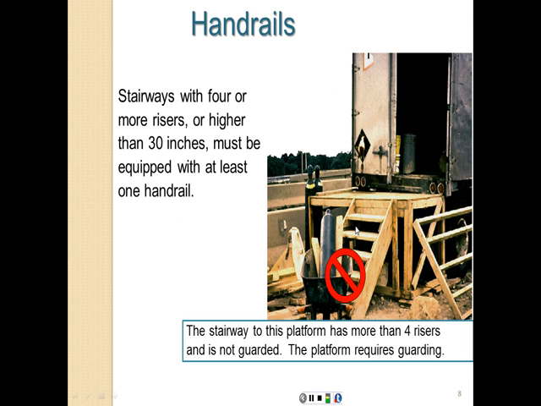sides of these stairs. As you can see also, this platform, which is open from 3 sides, should have also guardrails to protect from falling from this platform. So the stairway to this platform has more than 4 risers, is not guarded. The platform also requires guarding.